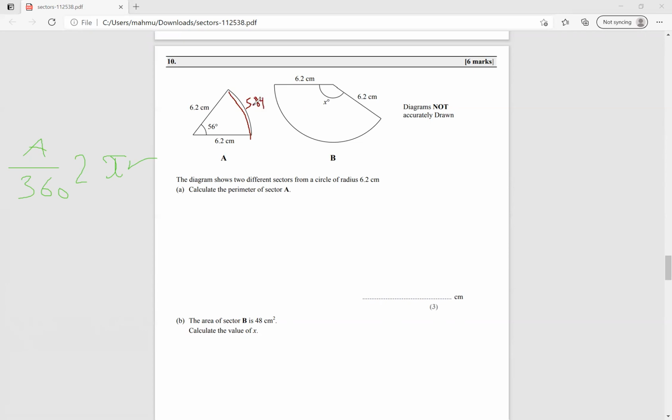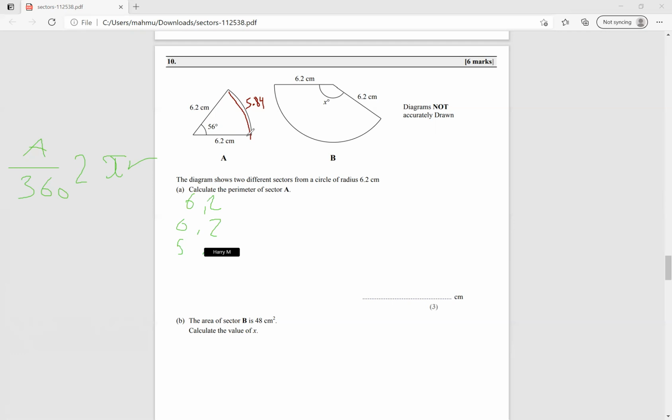The perimeter is 2. No, why have you got that? That's for a circle, right? Why are you writing this again? So how do you work out the perimeter of anything? You add up all three sides. So we found out the arc side is 5.84. So you add up 6.2, 6.2 as well. Perimeter means you're adding up all three sides.